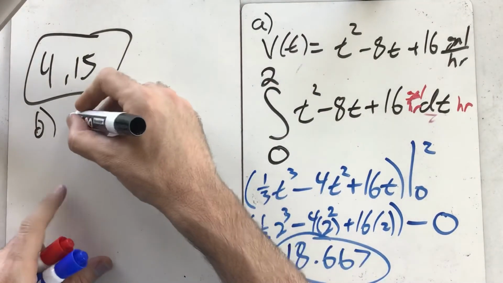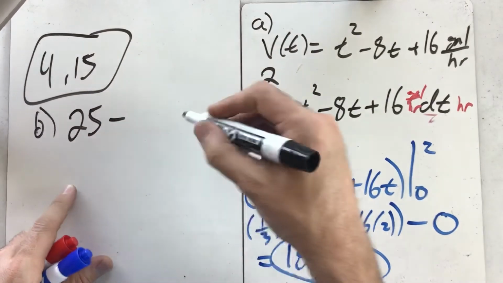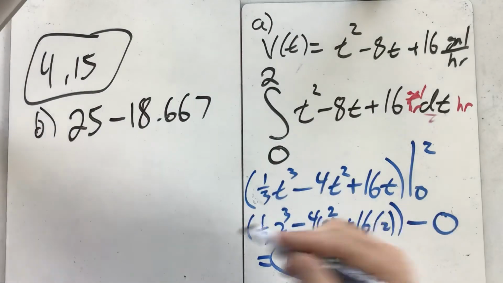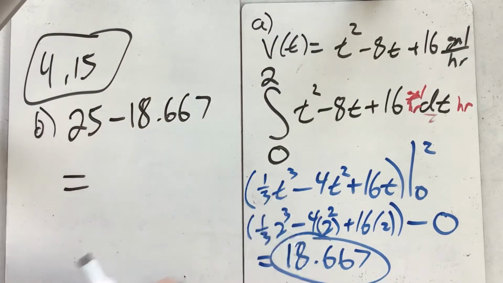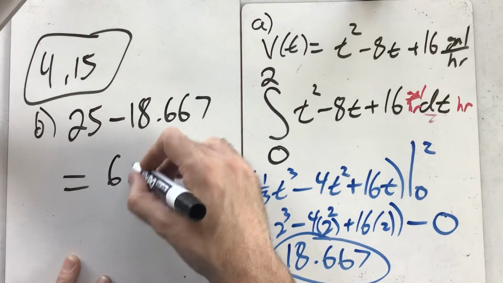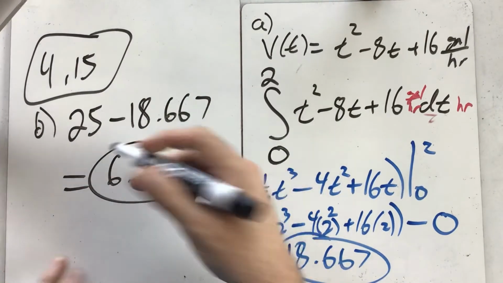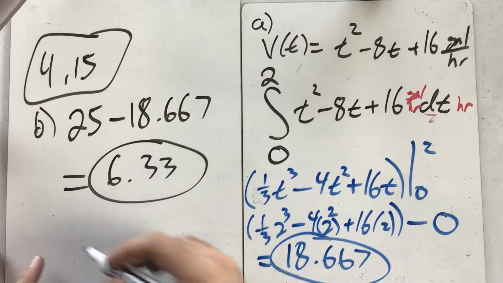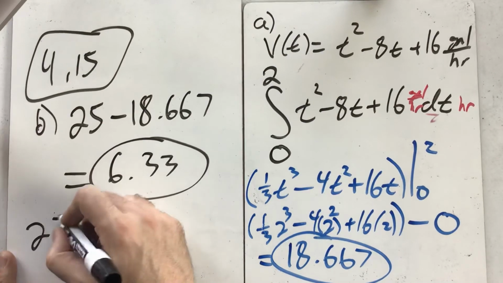Well, if you start with 25, then we started with 25 gallons and 18.667 drained out of it. So that's going to give us our final amount. So we'll take 25 minus that answer to give us 6.33 gallons. So we have 6 1/3 gallons left.